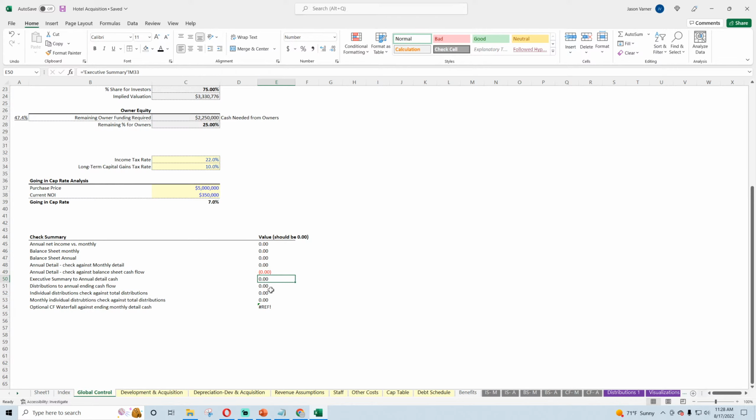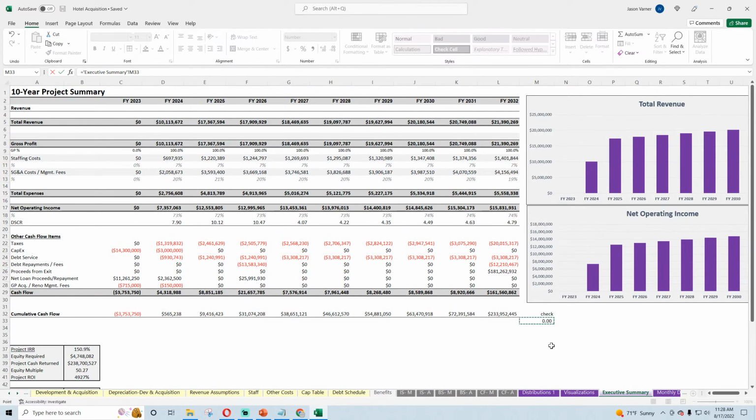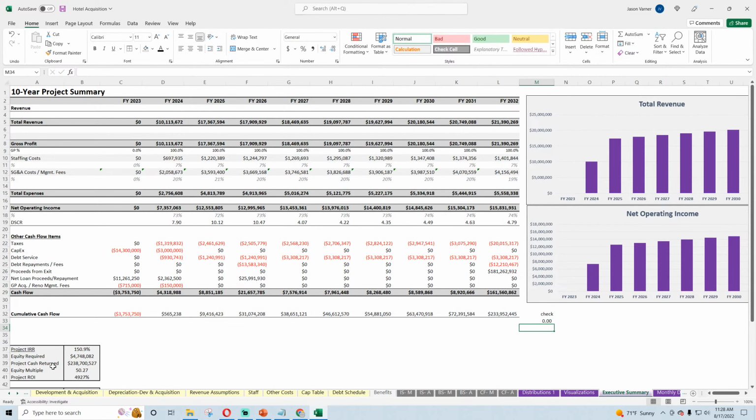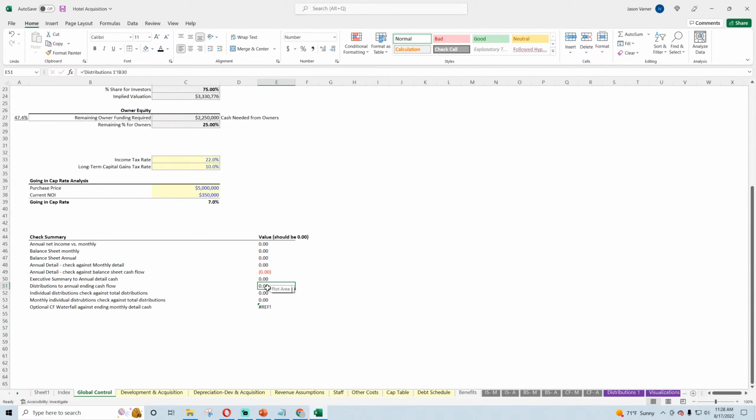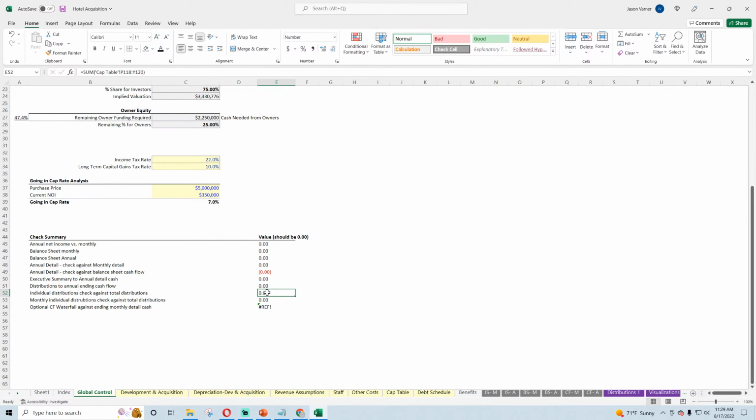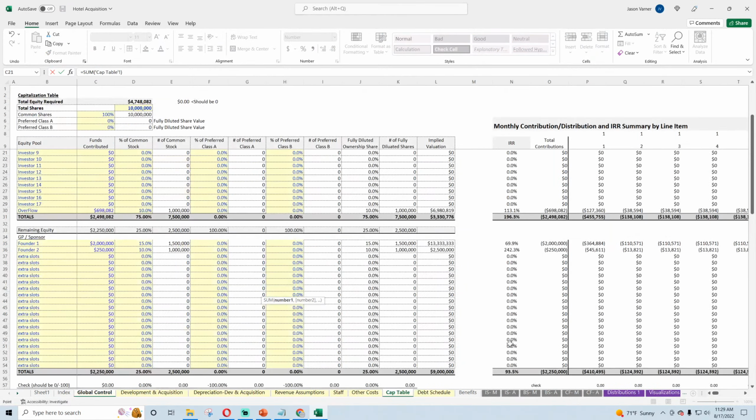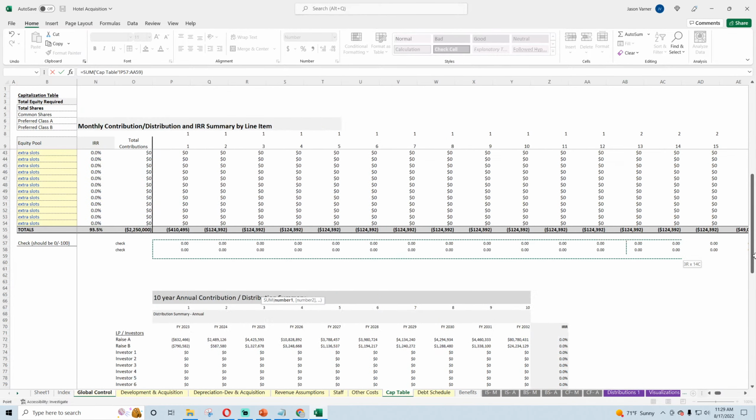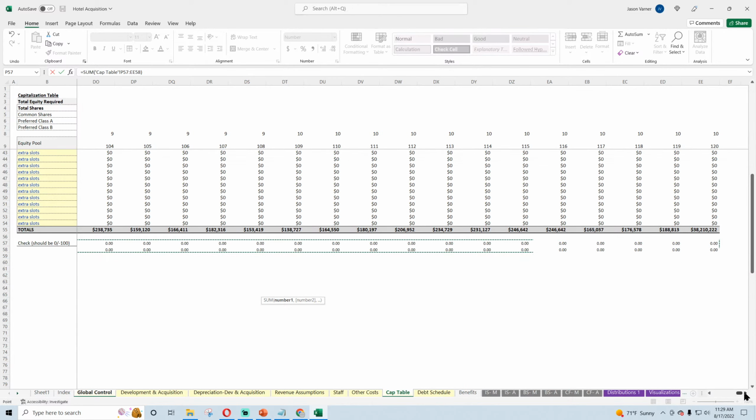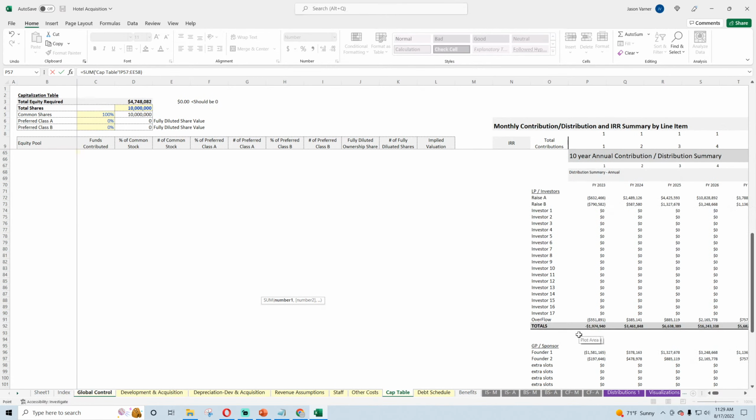Next up, we have executive summary to annual detail. Let's look at that. Here's that check. Yep, just making sure. Distributions to annual ending cash flow. Here's that one. Individual distributions against total. So here's our cap table. Now this one I actually need to look through. I haven't looked at this yet. It looks like it's working fine.